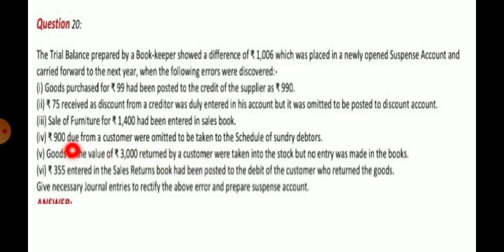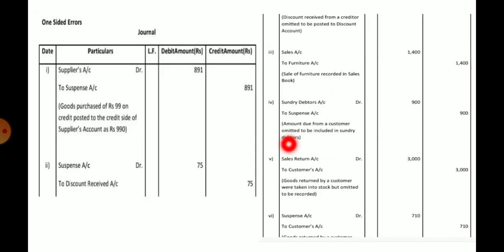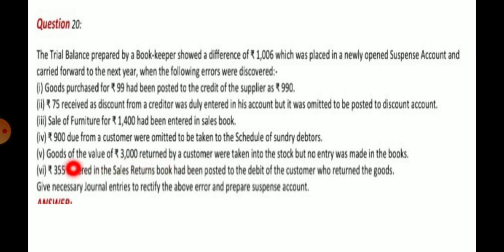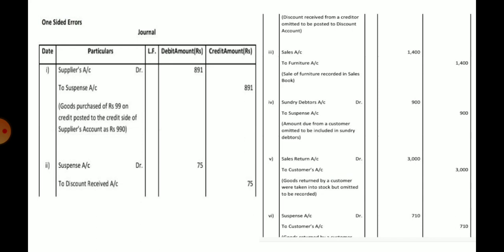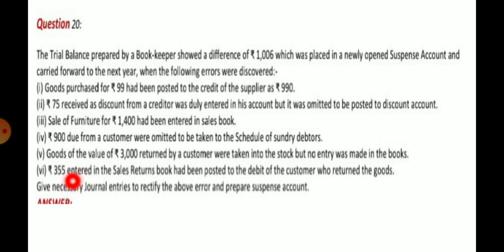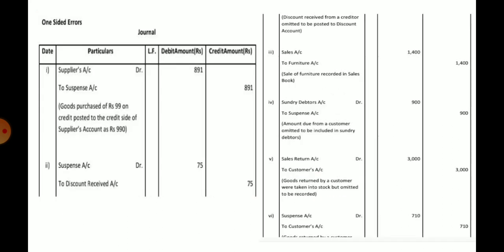Again, the next transaction is 900 due from the customer was omitted to be taken to the schedule of sundry debtors. So it will be entered into the sundry debtors to suspense. Next is goods valued 3000 returned by the customer were taken into the stock, but no entry was made in the book. When there is no entry made in the book, you simply make the entry sales return to customer. And the last, 355 entered into the sales return book has been posted to the debit of the customer who returned the goods. So it will be suspense to customer.